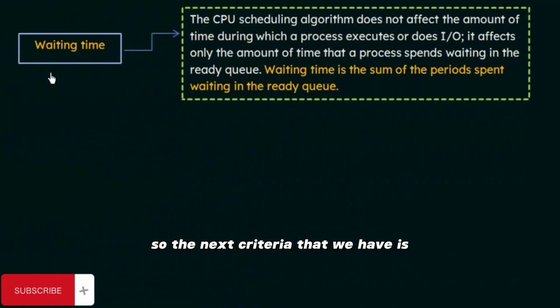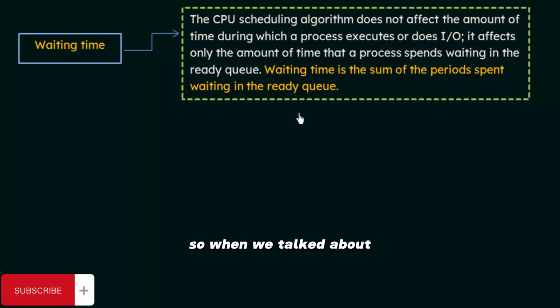So the next criterion that we have is waiting time. The CPU scheduling algorithm does not affect the amount of time during which a process executes or does I/O. It affects only the amount of time that a process spends waiting in the ready queue. So waiting time is the sum of periods spent waiting in the ready queue.